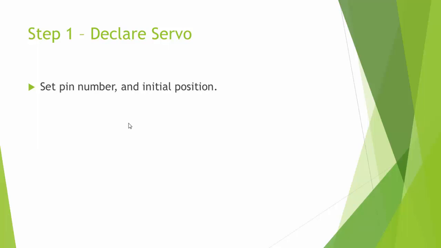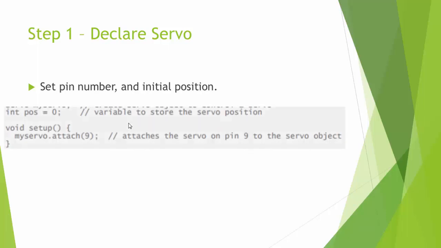So your first step then in using servos is to declare it. You're going to set a pin number and the initial position of the servo. So in this case, I've set the initial position to 0, and I've declared it. Now I've also specified pin 9 as the control pin.